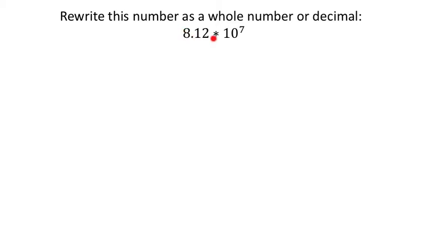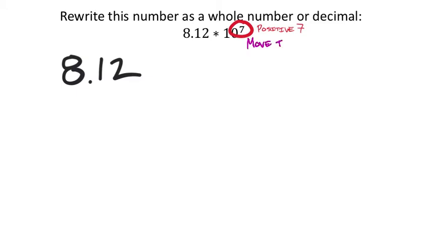So what is this? Remember, you've got the ones place value, the decimal, it doesn't matter how many decimals there are, times base 10 to the power of 7. Here's what I like to do if I'm doing it by hand: 8.12, and this exponent here is positive, so that's a positive 7. Since it's positive, that tells me I need to move the decimal seven places to the right. If that exponent were negative, then I would have to move the decimal to the left instead.